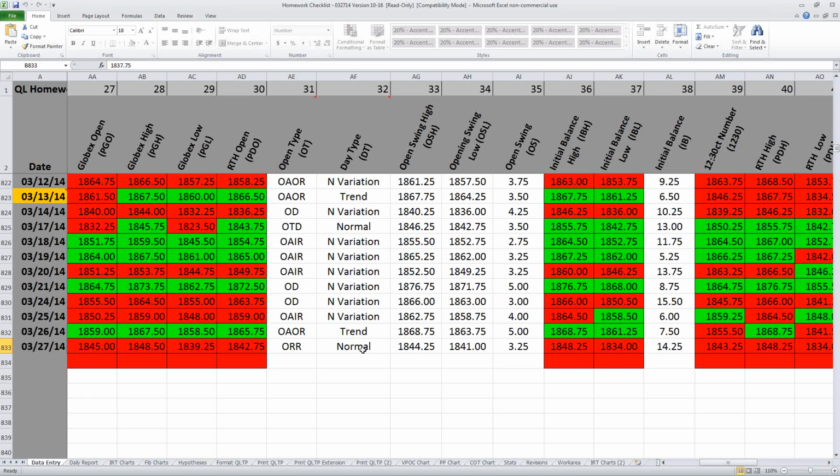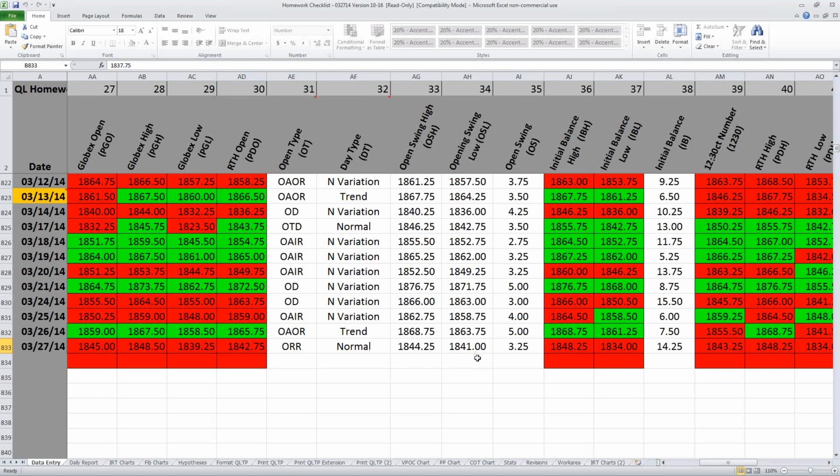I think it was just the ES that didn't break the IB. I know that the Russell did, and I believe the NASDAQ did as well. But that's 2 normal days within a week. You don't see that. Only 3% probability of getting a normal day, and we've got 2 of them, so that's kind of interesting. Our opening swing high, 44 and a quarter.